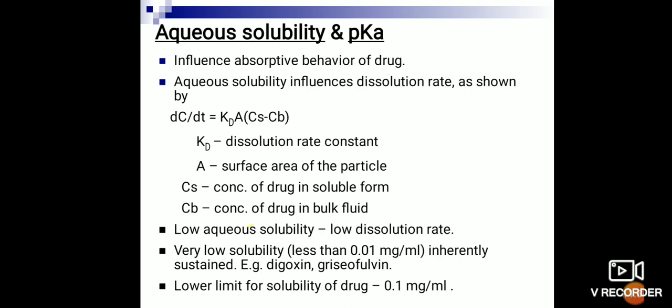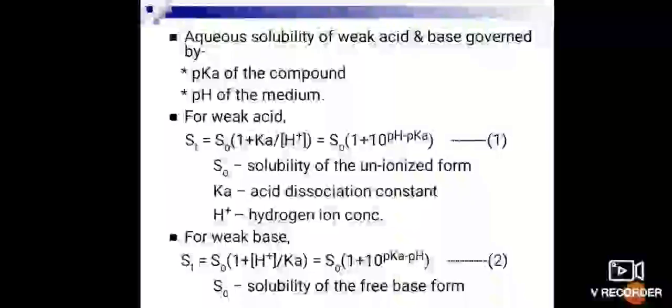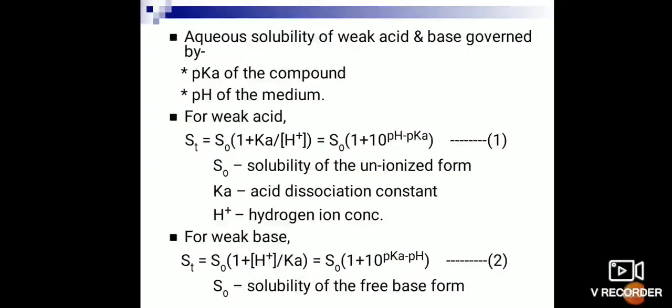The lower the aqueous solubility, the lower the dissolution rate. With very low solubility, less than 0.01 milligram per ml, the drug is inherently sustained. For example, digoxin and griseofulvin have very low aqueous solubility. Aqueous solubility of weak acid and base is governed by pK of the compound and pH of the medium.